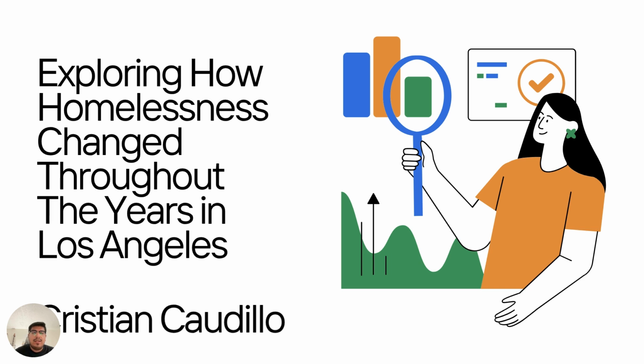Hello, my name is Christian Caudillo, and today we'll be exploring how homelessness has changed throughout the years here in Los Angeles. Before I get started with the visualizations, I want to reiterate that I took a look at the data sets between the years 2020 and 2025 to get a five year difference. You will notice that in some of these visualizations, a lot of the information is a little bit different.